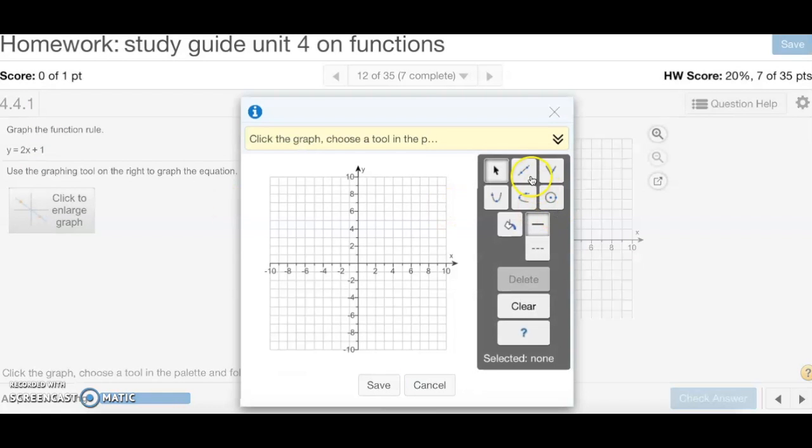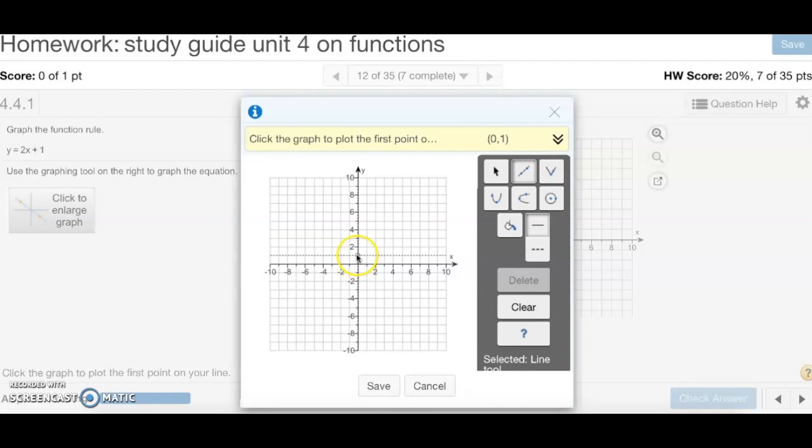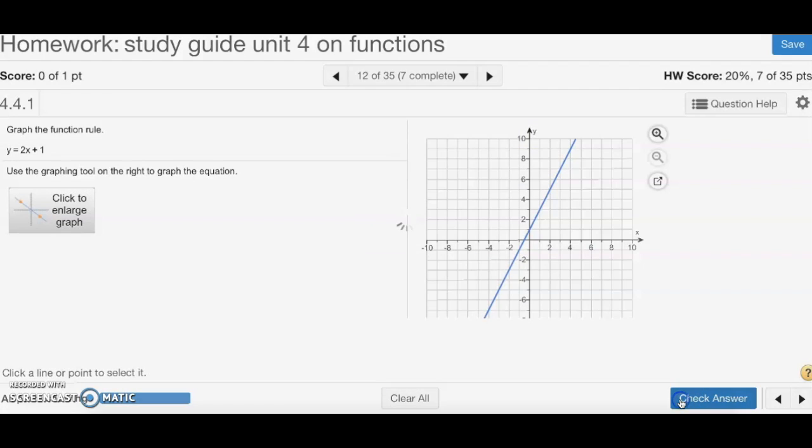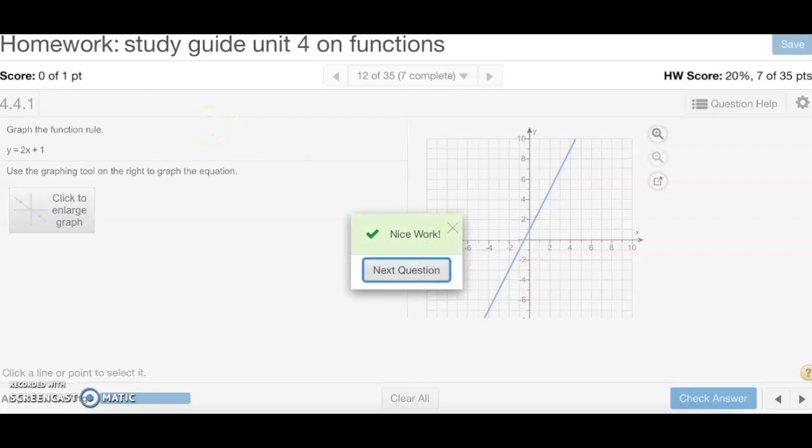Click to enlarge the graph, choose a line. Now (0, 1), click it, and then drag over the 1 and go up 3. Press save, check answer, and that's your graph for number 12.